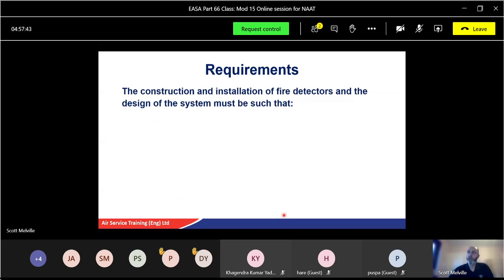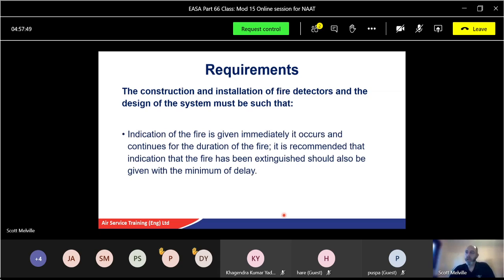Requirements. Construction, installation of fire detectors and design of system is such that, so go through all the terminologies, indication of fire is given immediately. We don't want delays, we need to know there's a fire, and it continues for the duration of the fire. It says there it's recommended that indication that the fire has been extinguished should also be given with the minimum of delay. So if the fire has been put out, that's great, we can cancel the circuit and then we can react accordingly.